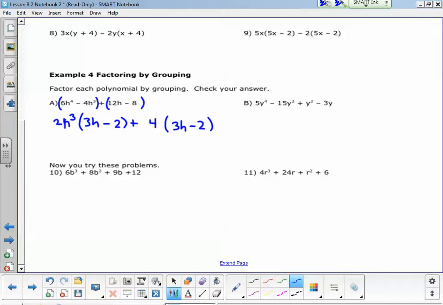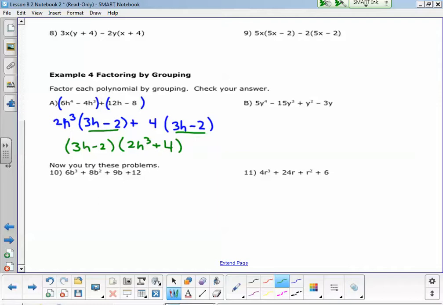So now what I've done is I've created a way of factoring out the GCF for each group. And what I'm left with is something that looks very similar to the last example we did. And we can see that they both have a common 3h minus 2, so I can rewrite this as 3h minus 2 times the quantity 2h to the third plus 4. And this would be our factored form.